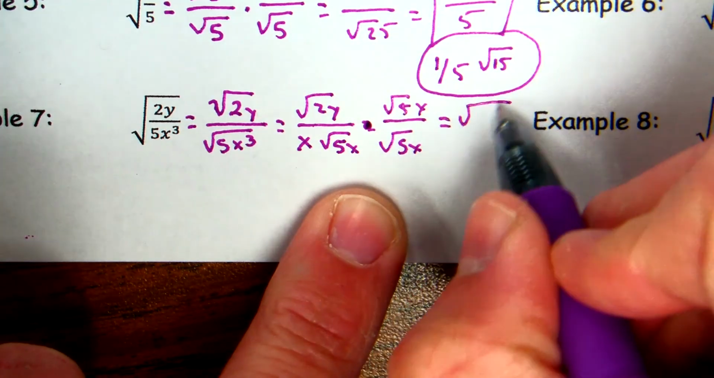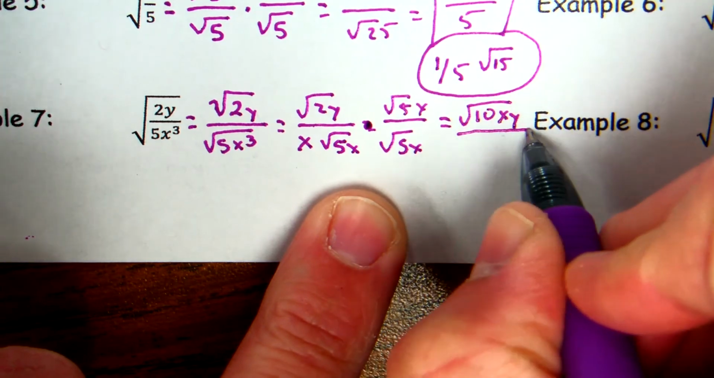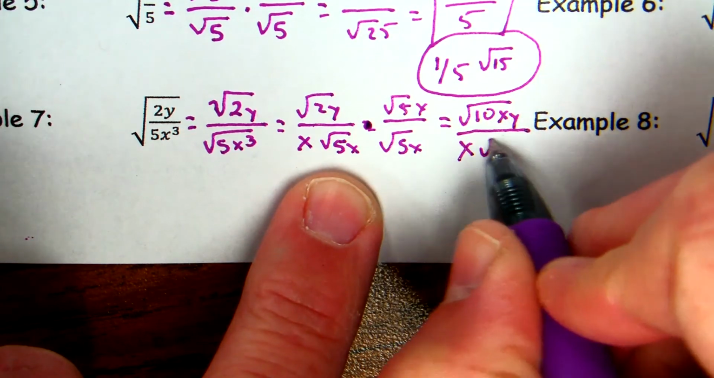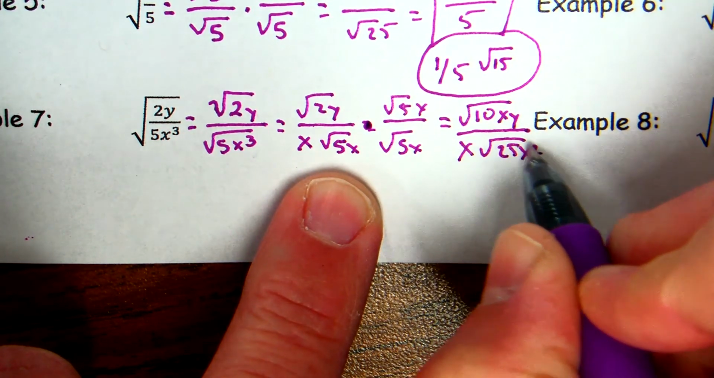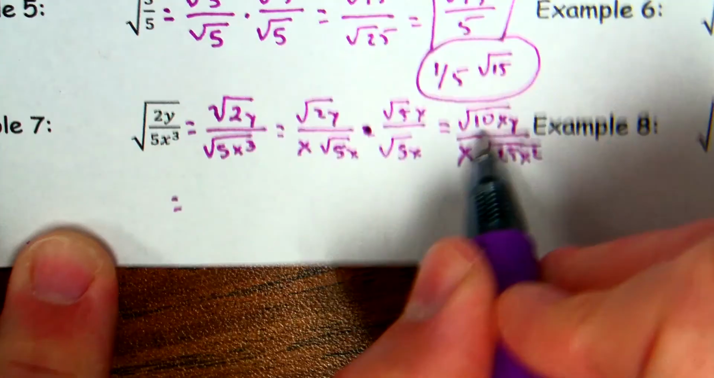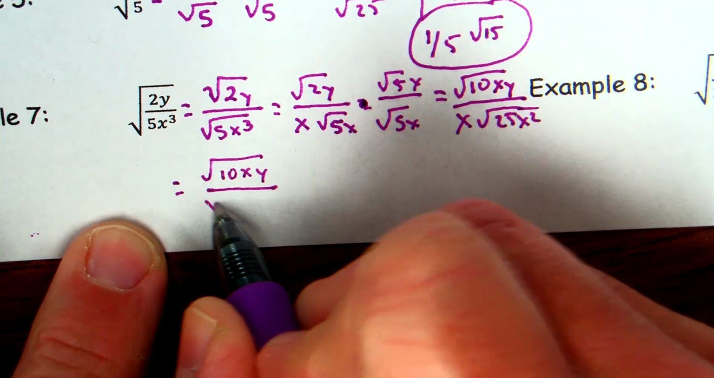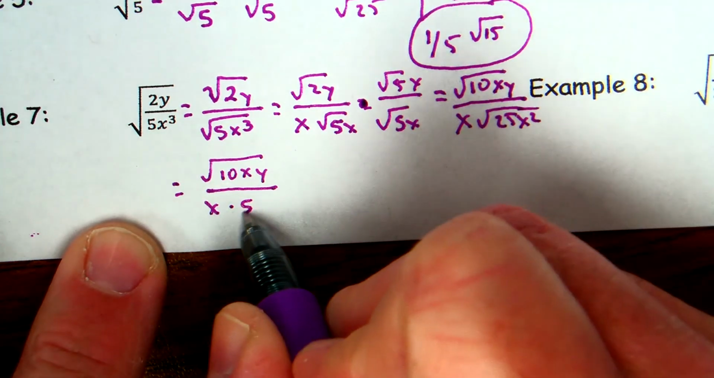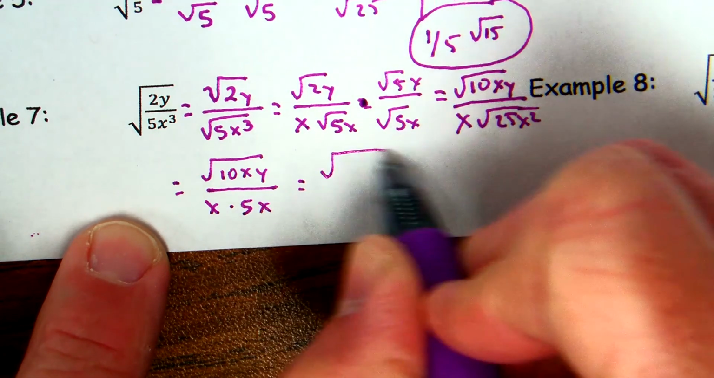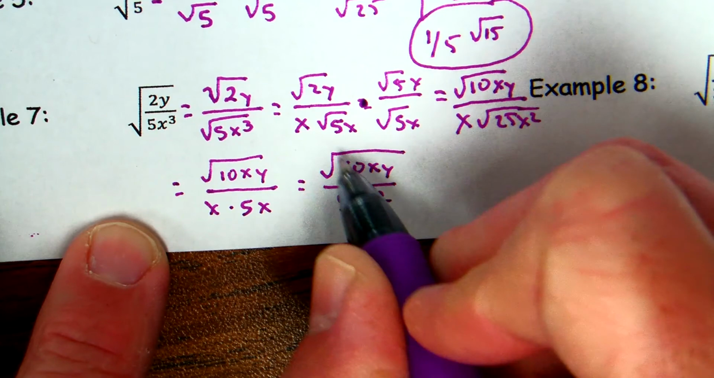This is radical 2 times 5 is 10xy. This is x radical 25x squared. That, of course, is going to simplify, so I'm going to come down here. Radical 10xy over x times, this is 5x. So your answer is radical 10xy over 5x squared.